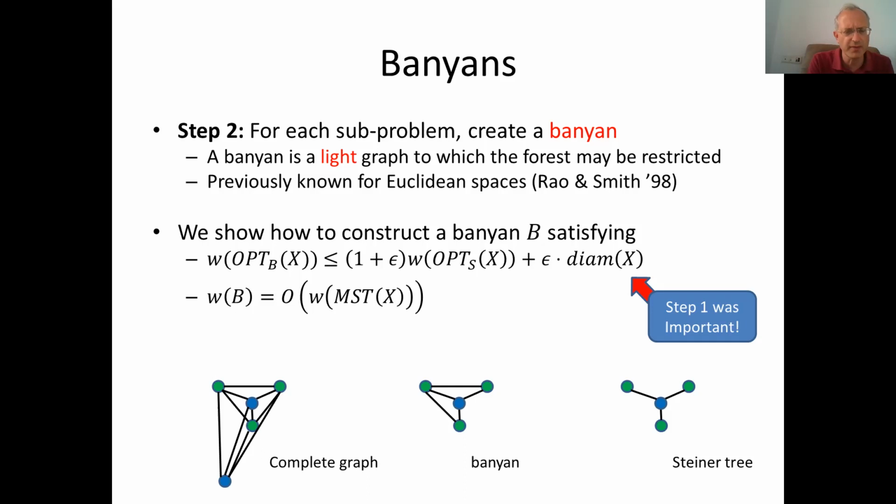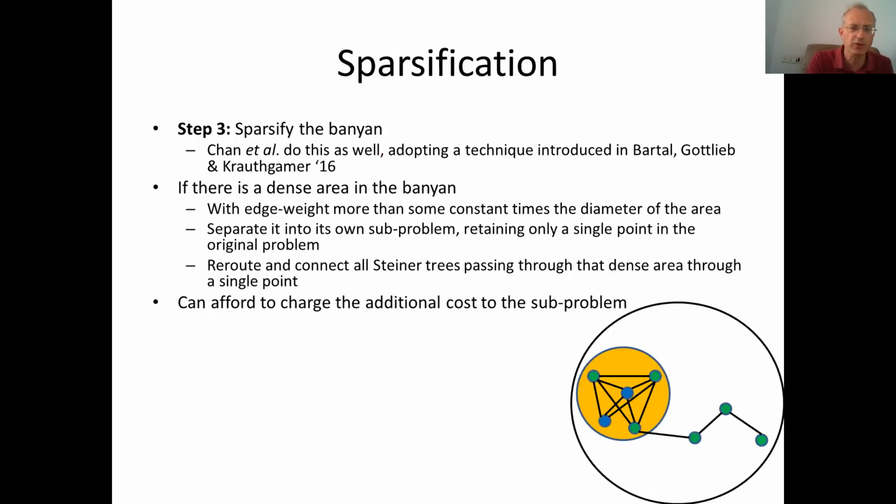So here in the pictures, you have a complete graph on all the points. The banyan is a subgraph of this with the nice properties that are listed over here. The key is that it's not too heavy, and then the Steiner tree, the solution for the Steiner forest, will be a subset of the edges of that banyan.